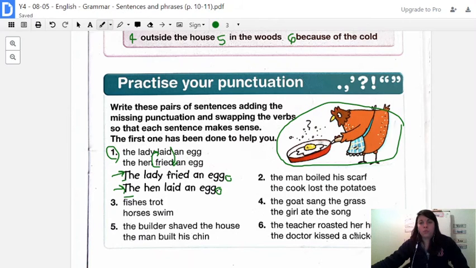The teacher roasted her husband. The doctor kissed a chicken. Wow, that's crazy. I gotta tell you, that's crazy. So you have to fix this craziness and make sure it makes sense. You have to add the punctuation at the beginning and at the end, the capital letter at the beginning and the period at the end. Okay, kids? All right.